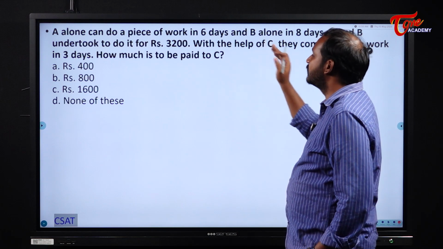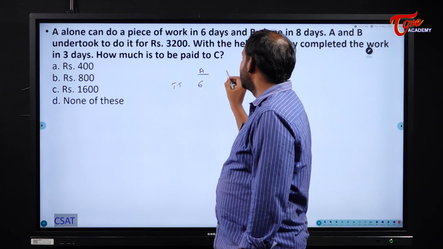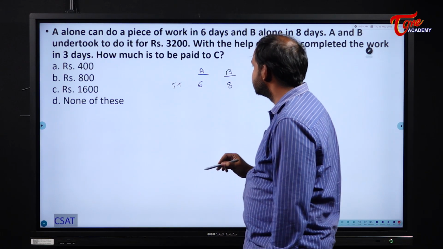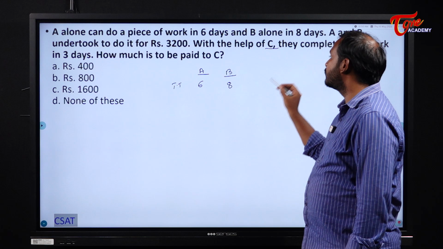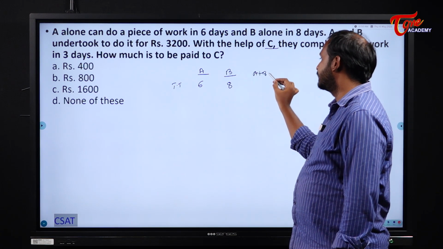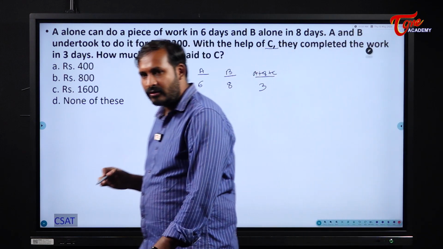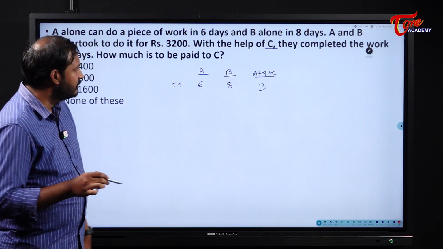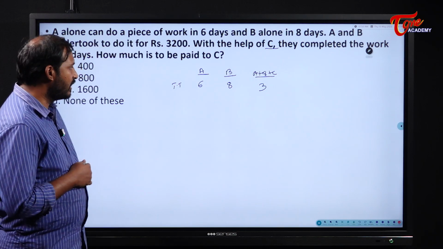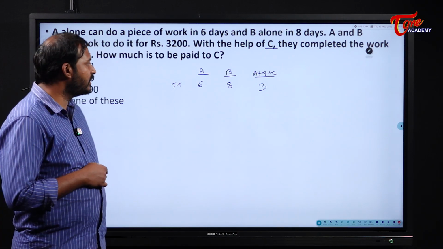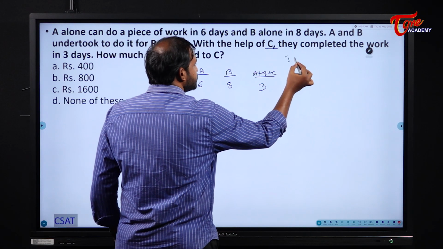A alone can do the piece of work in how many days? 6 days. Okay. B alone can do the work in 8 days. And A and B undertook to do it for rupees 3200 with the help of C. That means A, B and C together completed the work in 3 days. That is the case, right? Now we will try to solve this one.